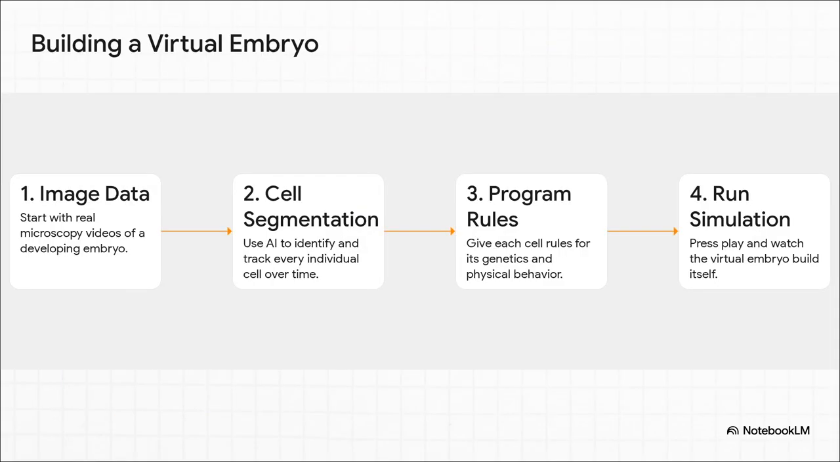First, you start with real microscope videos of an actual embryo developing. Then, you use AI to go in and identify and track every single cell. After that, you program each of those cells with its genetic and physical rules. And then, you just hit play and watch as this virtual embryo builds itself on a computer, and you can see if it matches up with what happens in real life.